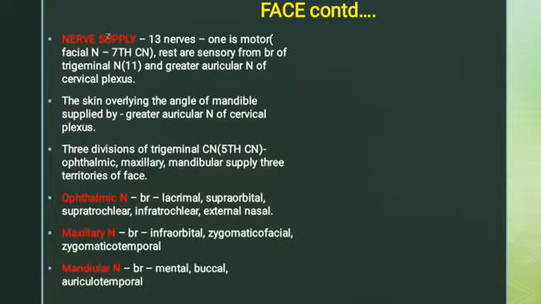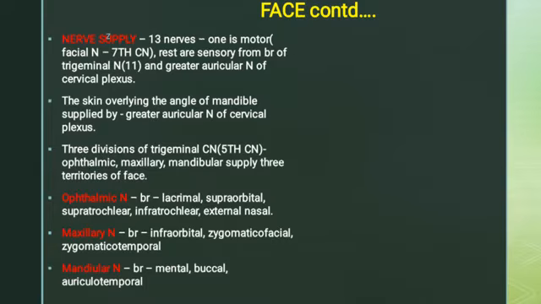Nerve supply of face. Each half of the face is supplied by 13 nerves. Among the 13 nerves, one nerve is a motor nerve. The rest 12 nerves are sensory in function. Among the 12 sensory nerves, 11 are derived from the branches of the trigeminal nerve, while one is derived from the cervical plexus, that is the greater auricular nerve.